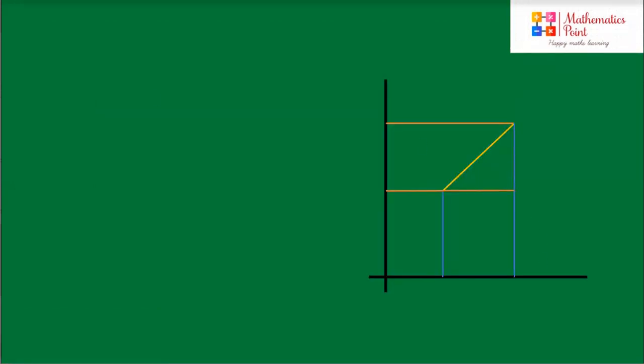So here you see that this is our x-axis, this is the y-axis, and this is the origin. Suppose we have a point over here A and this is the point B. The coordinates of the point A are x1, y1, and that of B are, suppose, x2, y2. Right.